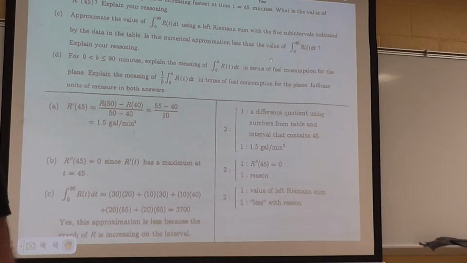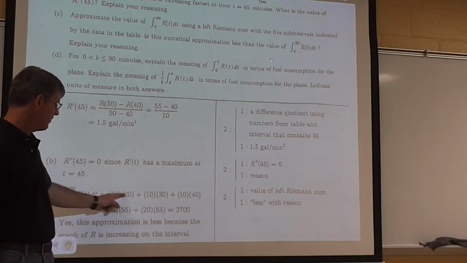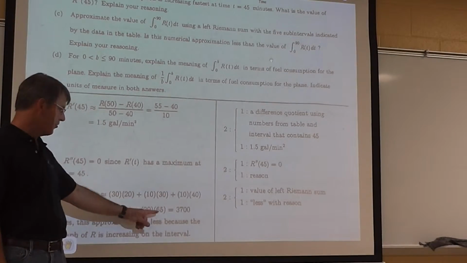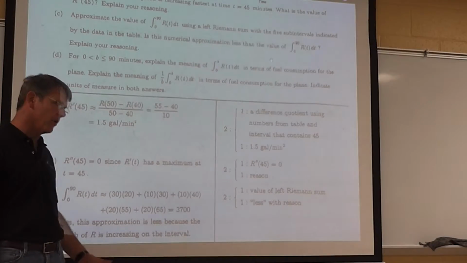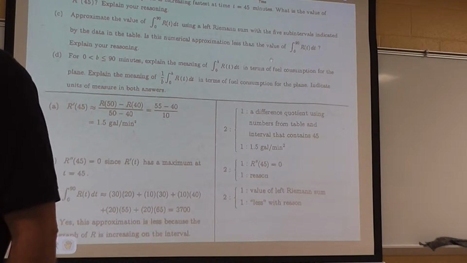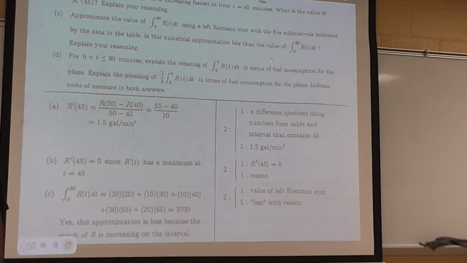So if you got the value of the Riemann sum, and Lee, back to your question a moment ago, could you have simply left it as 30 times 20 plus 10 times 30 plus 10 times 40? Yeah. Did you have to punch it in as 3,700? No. I just wondered if there was a difference between calculator active and inactive questions. There's not. Once again, that's arithmetic. The calculus people don't really care that I can punch in 30 times 20 plus 10 times 70. That's not important.